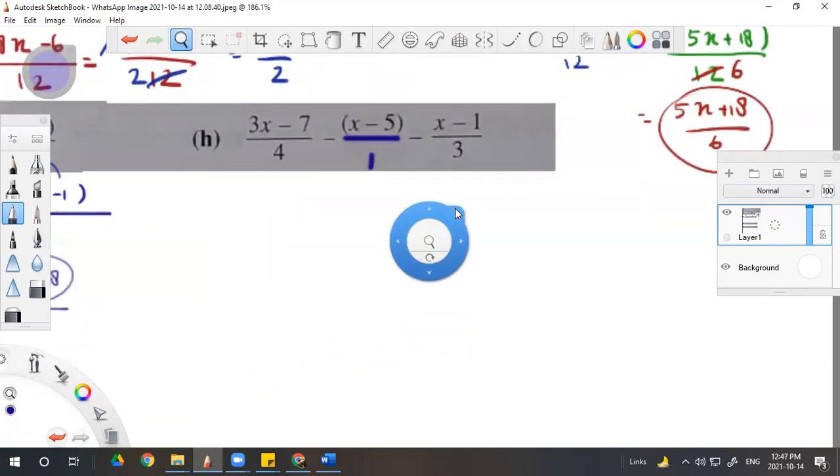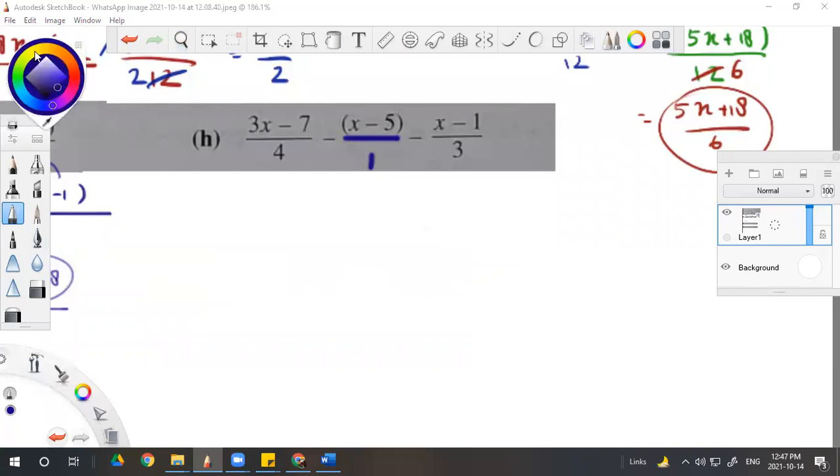Next. Okay, this one has nicer numbers, smaller. Why? It's only 4 and 3. 4, 1, 3, 12. So this is 4. This is 3, I'm sorry. This is 3. This is 4. This is 12, right? So what is the answer? 9x plus minus 21.